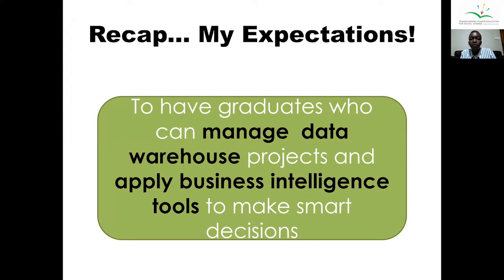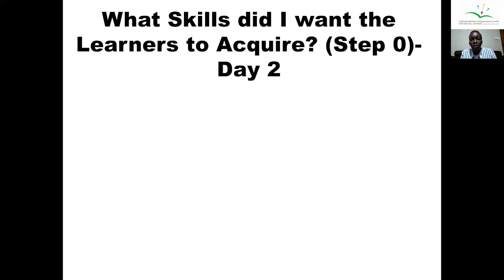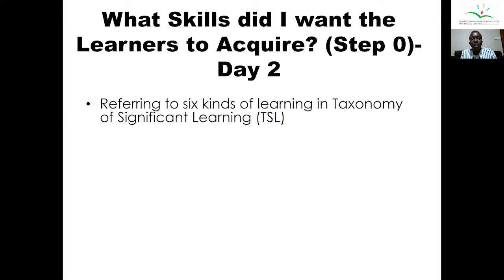Now, again here in the learning outcomes, I used the same dream. It was always at the back of my mind. So the major question was, what skills do I want my learners to acquire to ensure that my dream is achieved? And here I was referring to the 6 kinds of learning in the Taxonomy of Significant Learning, also known as TESCEA. And we were introduced to these types of skills during day 2 of the workshop. And from there, I picked what skills I wanted my students to acquire.